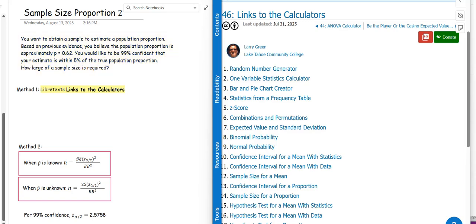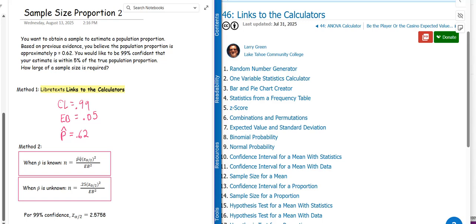So I'm going to show you two ways to do this. The first way is using the Libre text calculator. And before we do that, let's just write down what we know. Our confidence level is 0.99. Our error, or error bound, whether you want to call it E or EB, is 0.05, because that's 5%. And we're also told that the population proportion is approximately 0.62. That means p hat is equal to 0.62. That's our approximation of the population proportion.